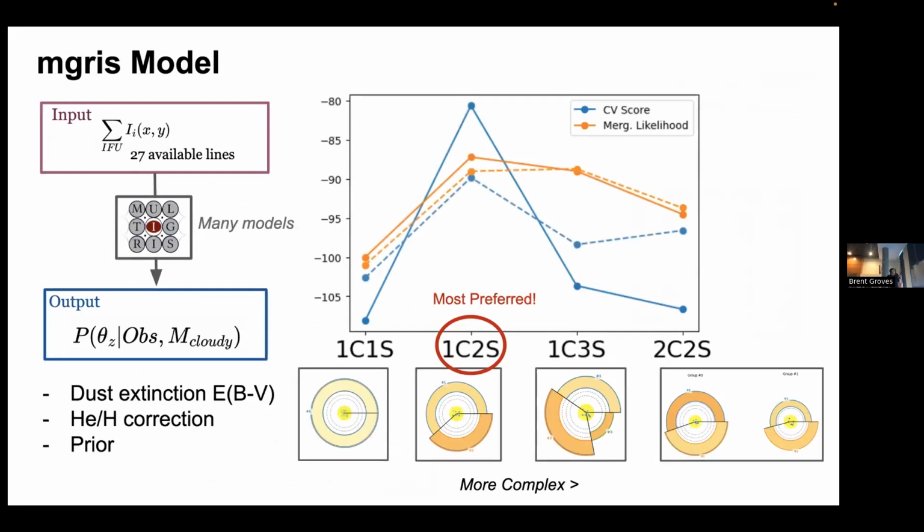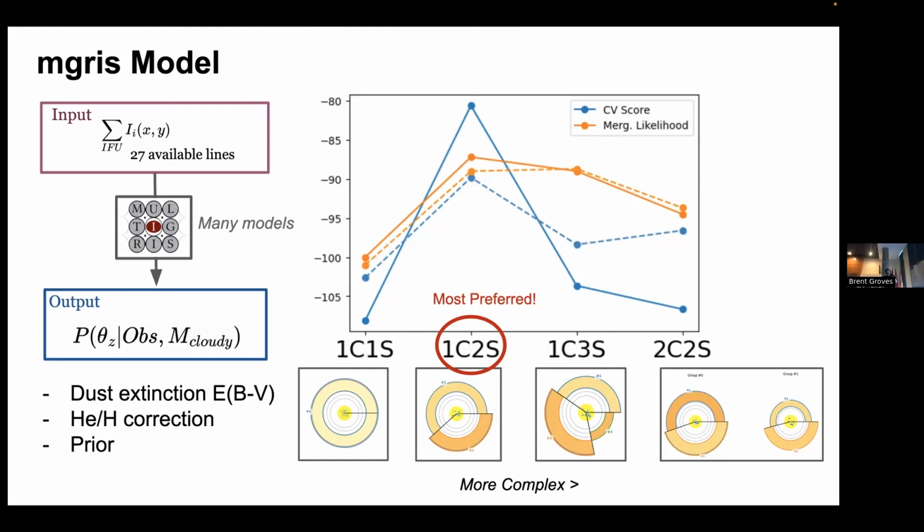So this is a simple pipeline. As an input, as I say, 27 individual lines, and then I put it onto the multi-GISM, which produces a posterior distribution of metallicity given observation and model of Cloudy. There are many models available, and I just highlighted 4 different models, which are characterized by number of shells and number of cell clusters.